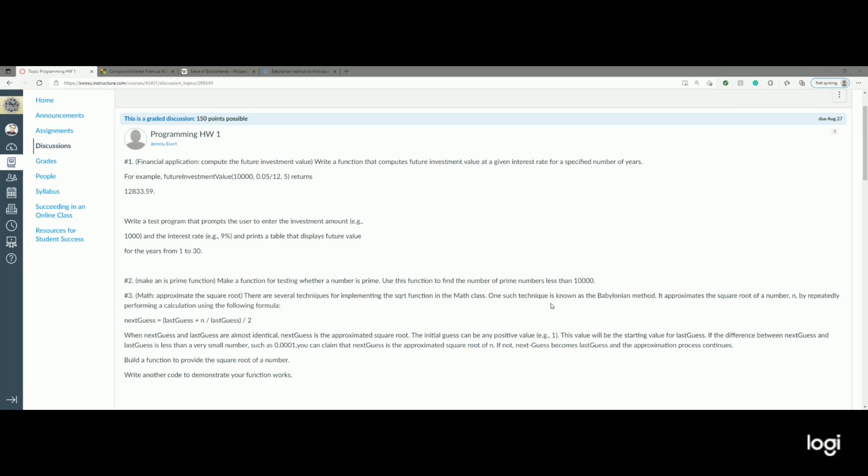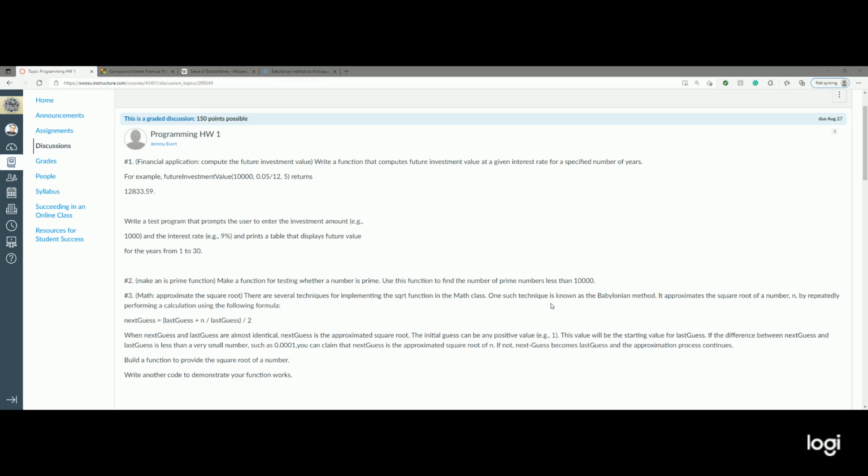So question 1 says, financial application, compute the future investment value. Write a function that computes future investment value at a given interest rate for a specified number of years. For example, future investment value of 10,000 at a rate of 0.05 divided by 12 months, and a time span of 5 years returns 12,833.59. I think it's a two-part question because we have to do that first function right there.